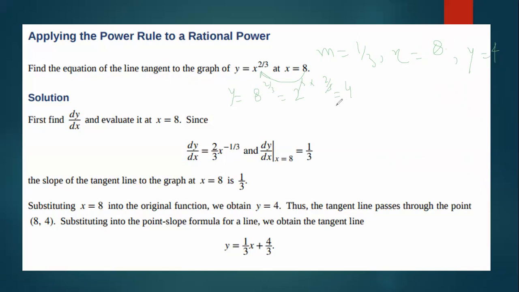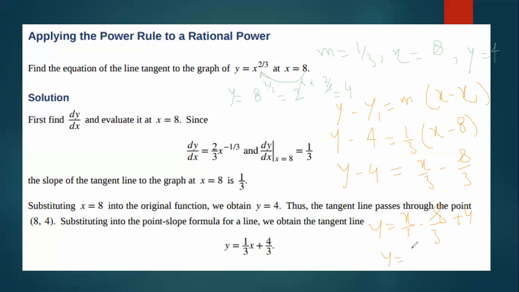Now, as we know, to find the equation, y minus y1 equals m times x minus x1. What is the value of y1? The y1 value is 4, m is 1 upon 3, and x1 is 8. So it will be y minus 4 equals x upon 3 minus 8 upon 3. y equals x upon 3 minus 8 upon 3 plus 4.